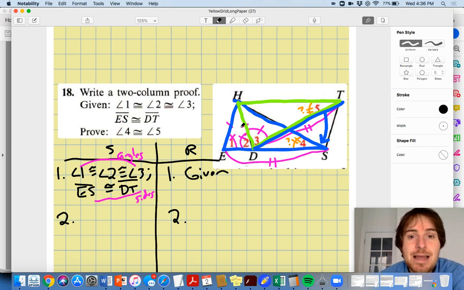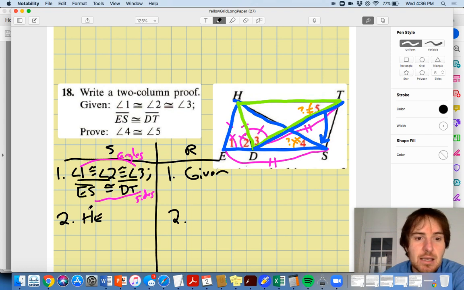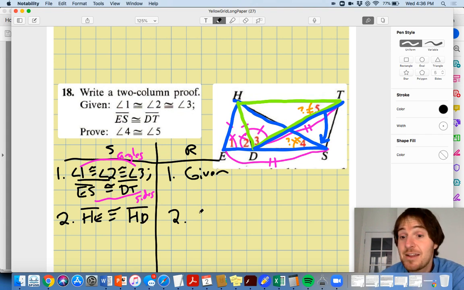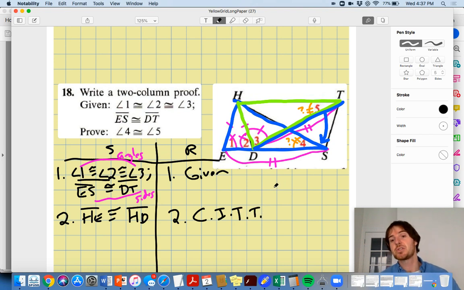Okay, so anyways, I want to get HE and HD congruent to one another. How did I get that? Well, I was told that angle 1 is congruent to angle 2, and those are two angles of a triangle. When you have two angles of a triangle congruent to one another, then the sides opposite them, so HE and HD, because that's opposite angle 1 here, are congruent to one another. That is through the converse of the isosceles triangle theorem, the converse ITT. Start with the angles, it gets the sides congruent.